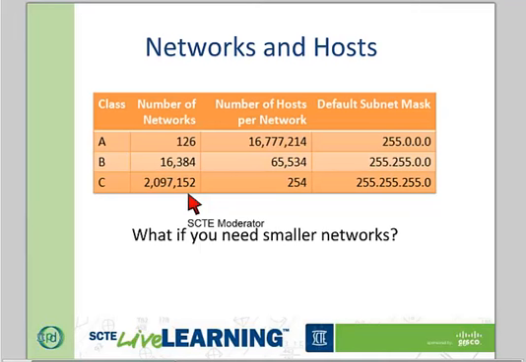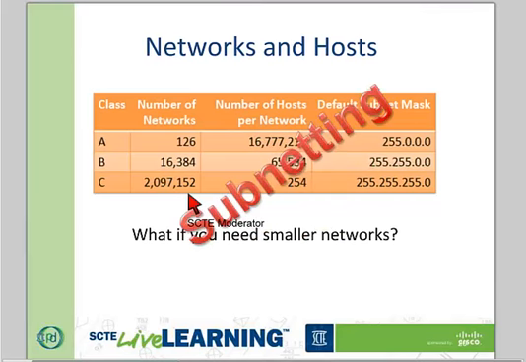So the question becomes, what if you need smaller networks? So obviously we can't implement a network of 16 million hosts. It just would not operate. The capacity would not be there. The performance would not be there. So we need some type of tool to break up the network. So that's where we're going to bring in our friend subnetting.